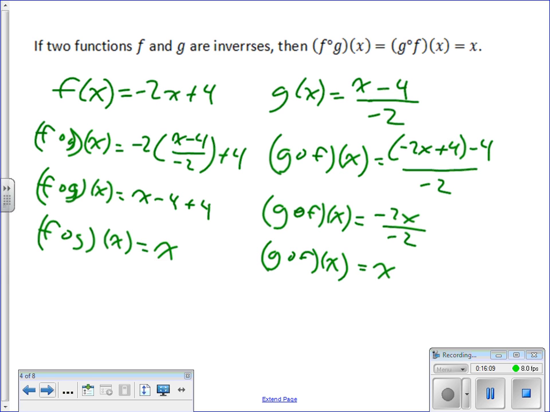They're both equal to x, which means they're equal to each other. My condition has been met. Therefore, f and g are inverse functions. Three little dots. Therefore, we'd rather put 3 little circles than write out an 8-letter word.